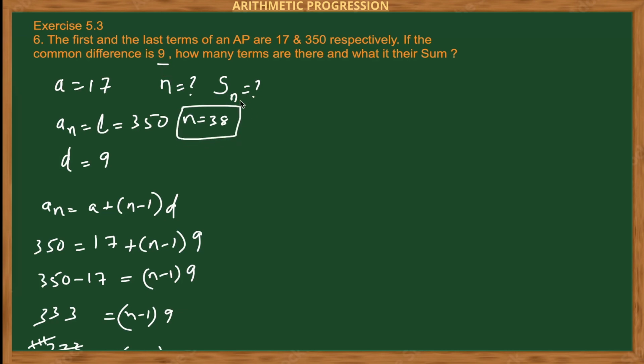Okay, so let's solve the other part of the question, the sum. We have n, so we can use the formula Sn is equal to n by 2 into a plus l. The reason we have taken l is that it is said to be the last term, as given in the question. This is the last term, which is 350. So we can use this formula to find the sum. The last term's position is 38. So let's put in the values and sort it out.